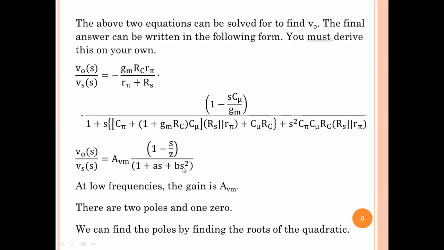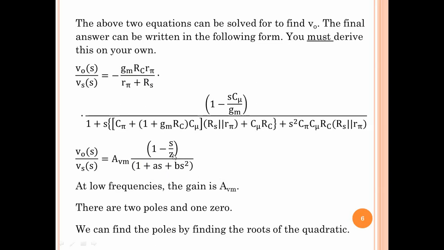The reason for writing it in this form is that for low frequencies, s becomes j omega, and if omega is small, then all these three terms become small compared to 1, and then this becomes the mid-band gain. So writing it in this form enables us to see directly the mid-band gain, which incidentally is what we had derived for the same circuit when we had discussed this circuit without the capacitance, gm RC into R pi by R pi plus Rs. So this is the form of this transfer function.